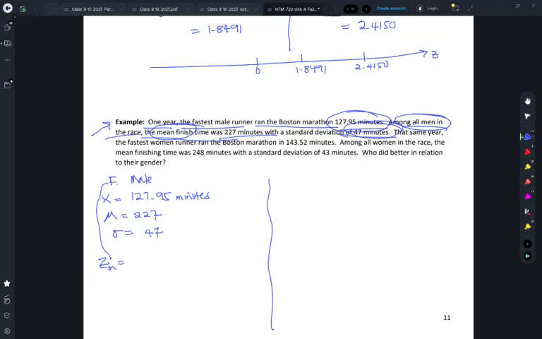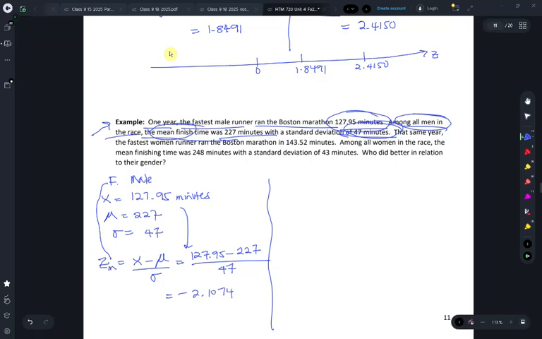So the z-score for this fastest male will be x. Let's rewrite that formula: x minus the mean divided by the standard deviation, how far the raw value is from the mean, scaled by the standard deviation. And that gives us negative 2.1074.